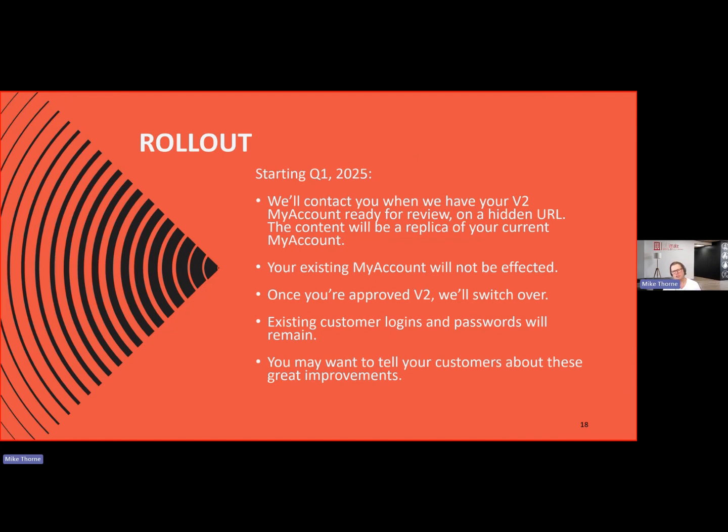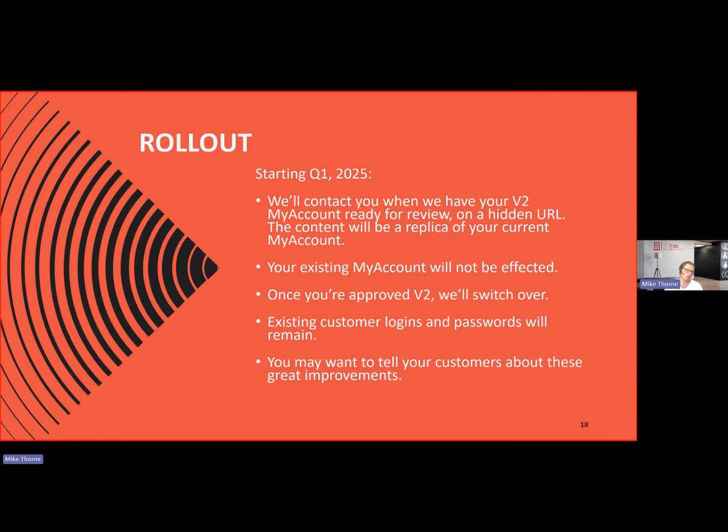We'll give you a second hidden URL, so it's not available to your customers, where you can log in and see what it's going to look like. It'll be a replica of your current My Account, so there'll be nothing missing. But then we'll ask you about some of these features that you've seen. So, for example, the products and pricing page, the alerts, things like that, where you might want to enable them, you might not. So we'll ask you about that. At that point, obviously your existing My Account won't be affected. It'll just carry on as it does today.